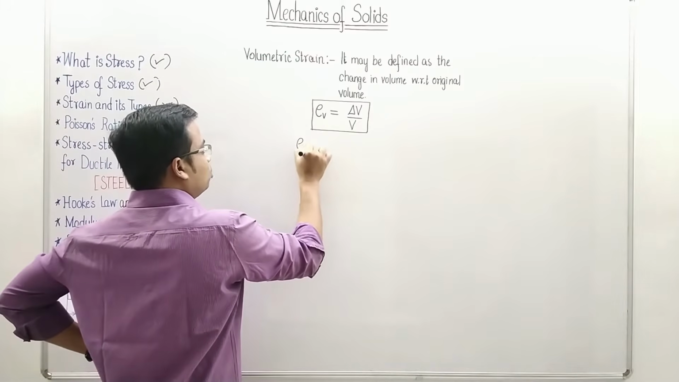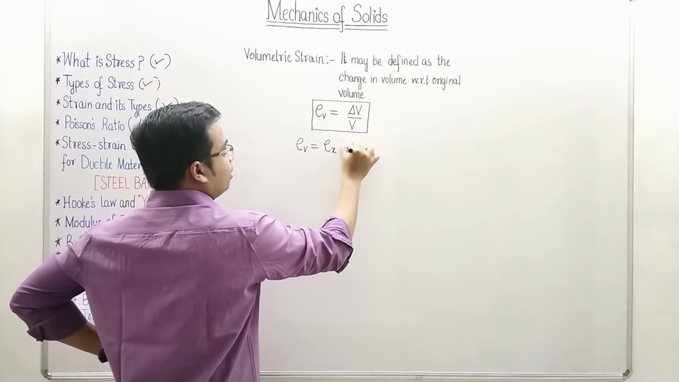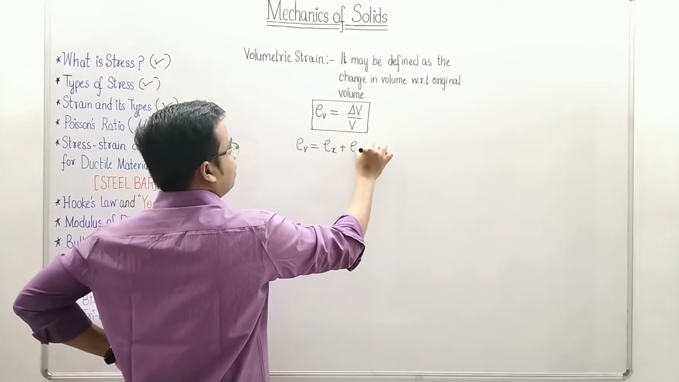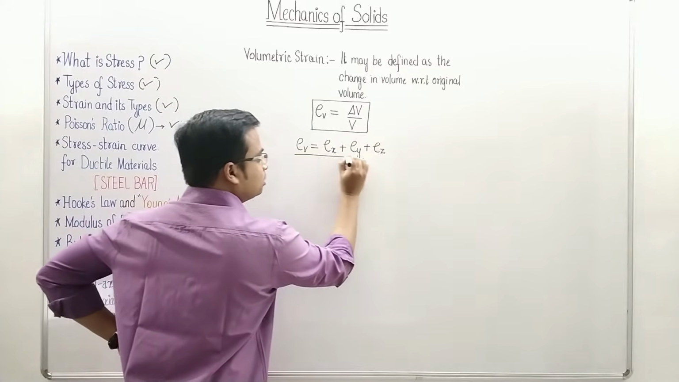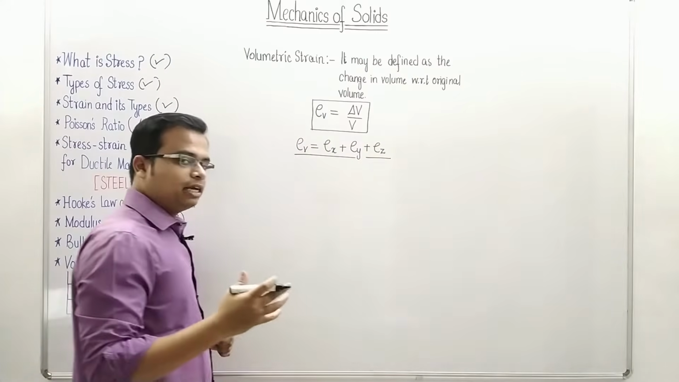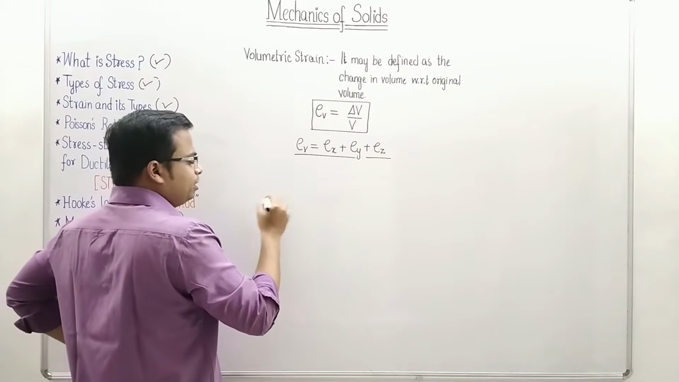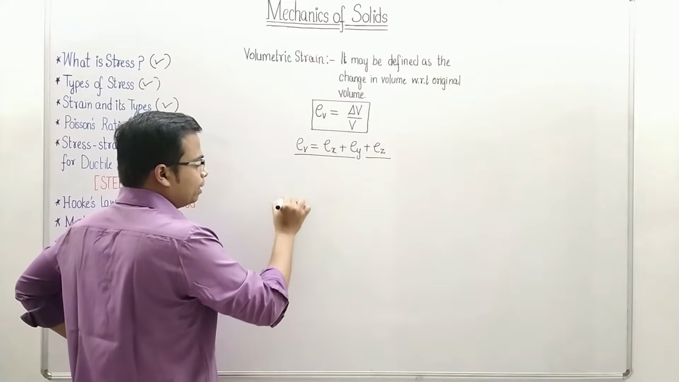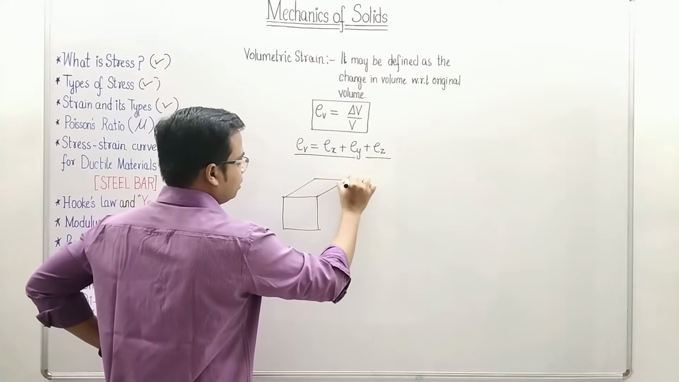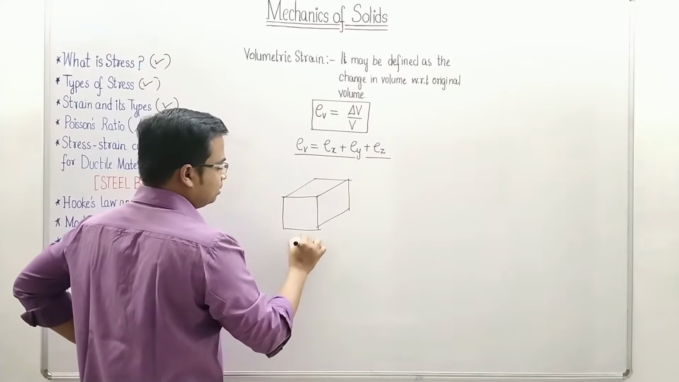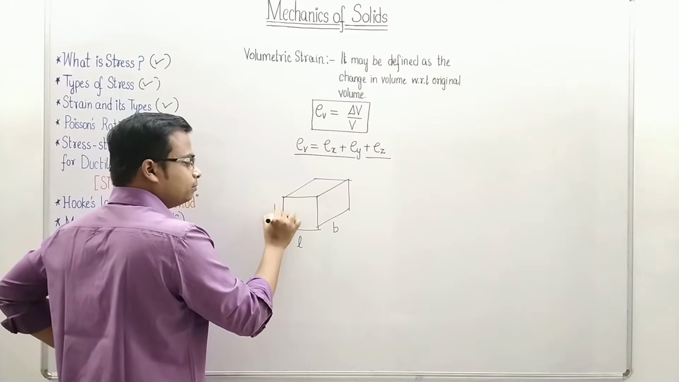It says total volumetric strain is a sum of linear strain along x, along y and along z directions. But how can we reach to this conclusion? That is something that we are going to discuss right now. So let's take up a very general case. Let's say we've got a cube over here. Let me quickly make this, like this. And let's say this is L, that's B, and what about this? Let's call this as H.